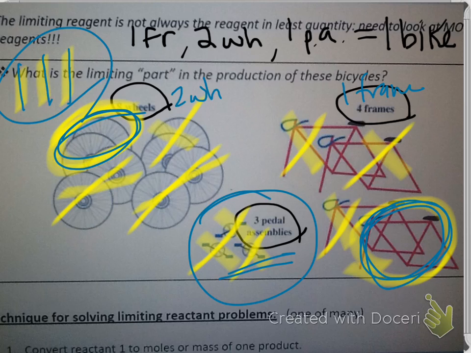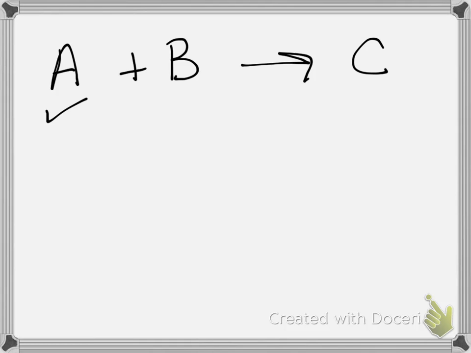So the answer is to always convert what you're given to the product and compare the quantity of the products. The one with the least amount of product converted would be your limiting reagent, and that's the amount you can actually make. The amount you actually make is called the theoretical yield. So let's say that I have A plus B yields C. If I'm given the quantity of A and I'm given the quantity of B, and somebody asks me, how much C would you make if you have this much A and this much B?